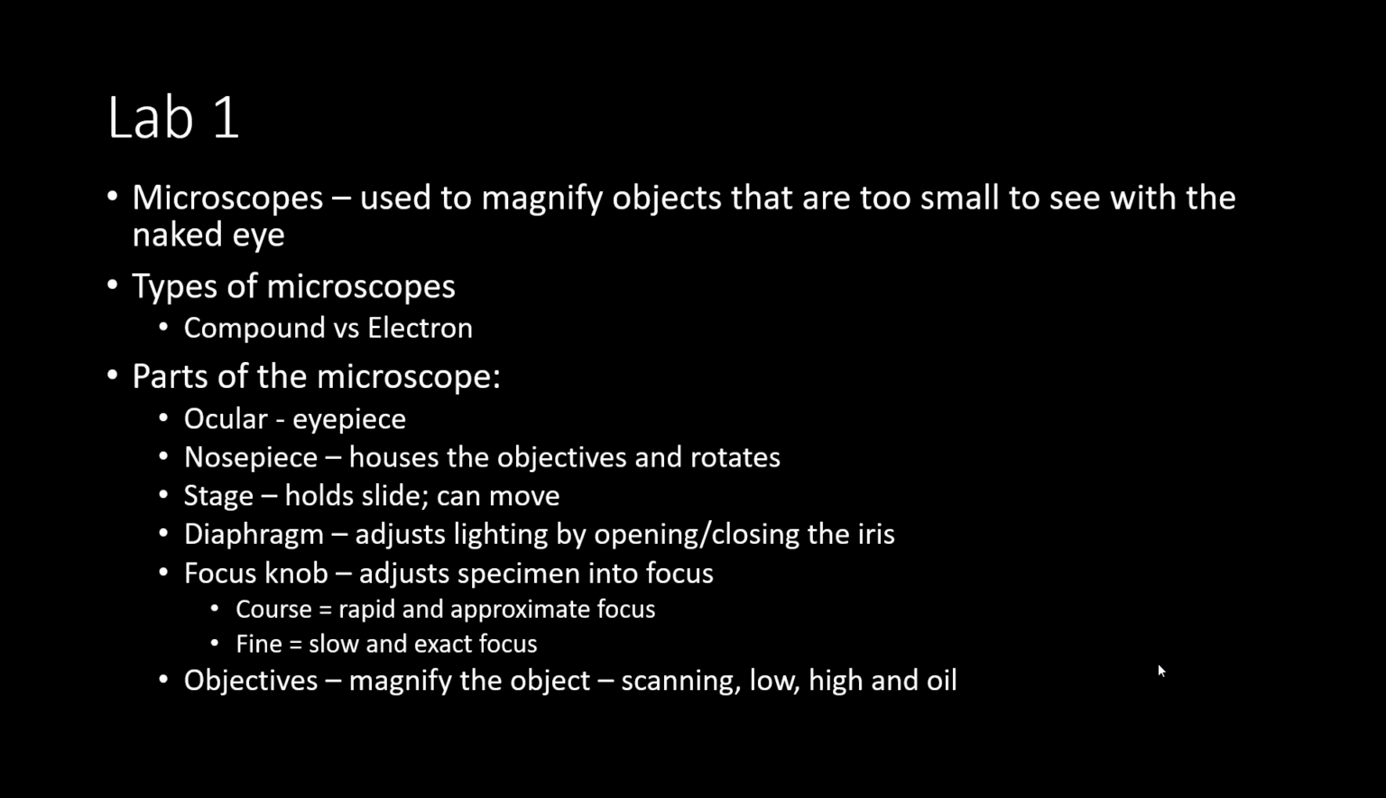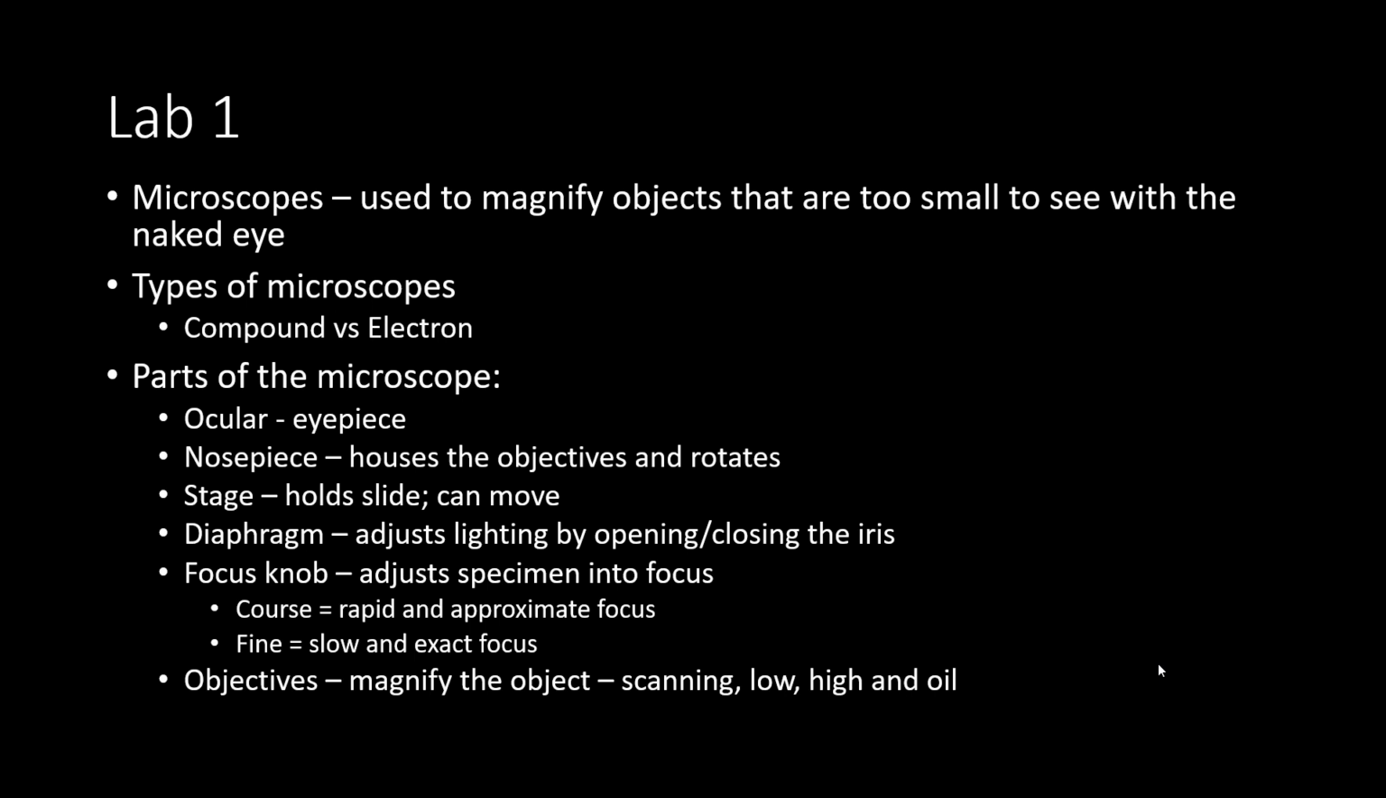Now, parts of the microscope that you need to make sure that you know. The ocular part of the microscope is the eyepiece that you look through. The nose piece is going to house the objectives, which are the magnifiers, and they rotate so you can use the different ones. We also have a stage where the slide is placed. It holds the slide in place, and it can be moved up and down or left and right. The diaphragm is going to be where we adjust the light, and we can do this by moving a little lever that opens or closes the iris.